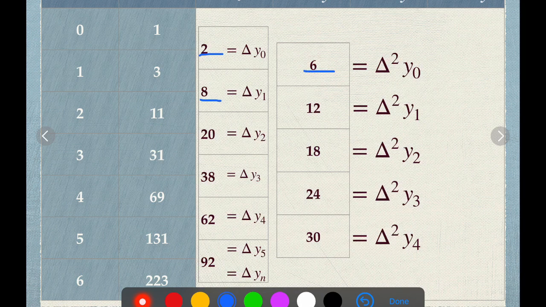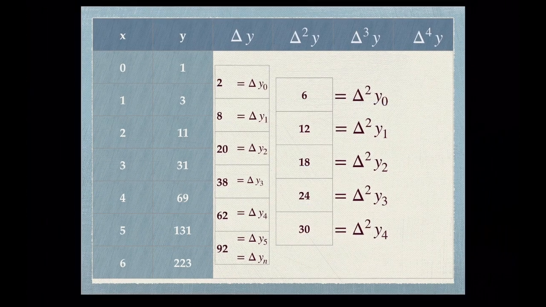To elaborate a little, 8 minus 2, 6 is delta square y naught. 20 minus 8, 12 is delta square y1. 38 minus 20, 18 is delta square y2. 62 minus 38, 24 is delta square y3. And finally, 92 minus 62, 30 is delta square y4. Yes, the problem doesn't stop here. The last term is also taken as delta square yn. And as I told you, the problem doesn't stop here, it continues.